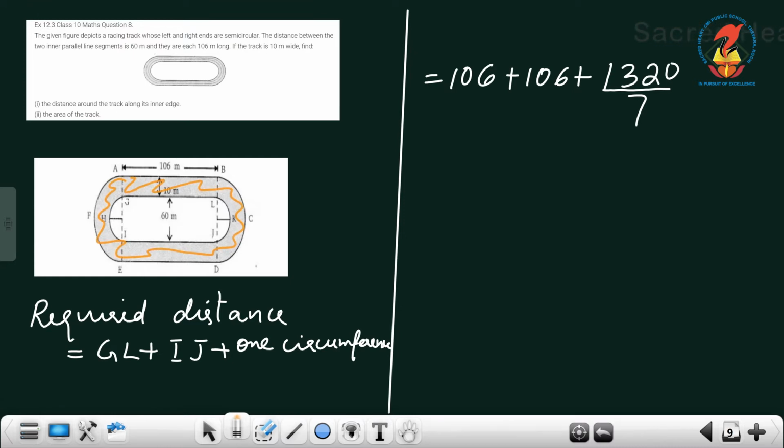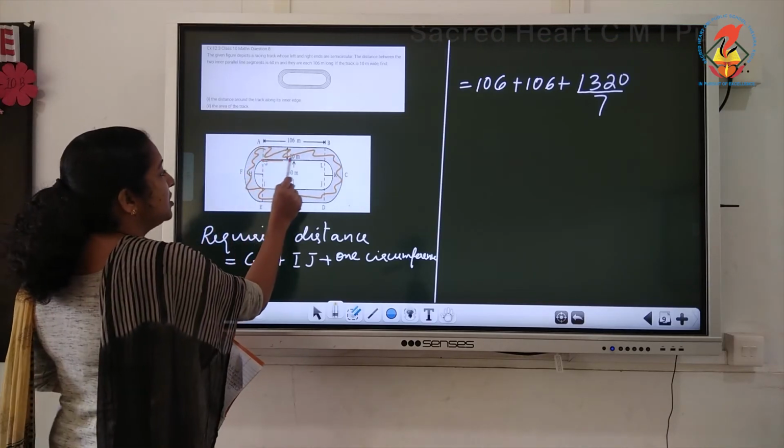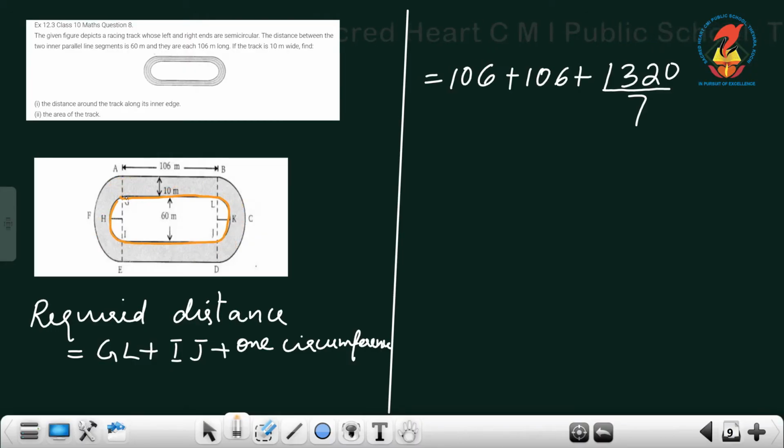So, first we can find the distance around the track in the inner edge. That means this distance you have to find. This is given as 106 and this is given as 106. So, 2 times 106. What about this? This is the circumference. Two semicircular regions will give 1 circular region. So, it is the circumference of one circle.